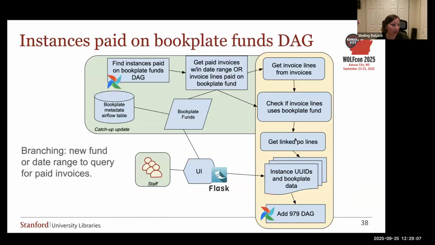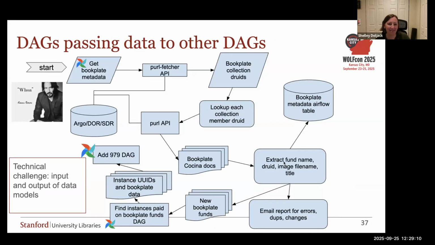When there is a new bookplate fund that this DAG finds, it passes that data as a configuration to another DAG, this one here at the bottom, which finds all instances paid on the bookplate fund. And the output of that DAG ends up triggering the add 979 DAG for each instance that has bookplate data to be added. One of the technical challenges of this implementation was converging on the data models that are passed in the XCOM, which are cross communications between tasks in Airflow, and also the data passed between the DAGs.